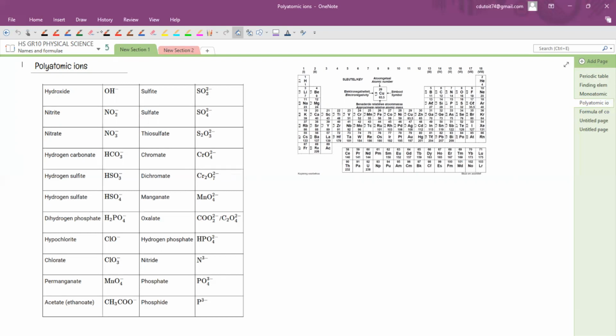Why? Because instead of asking lithium chloride, I can ask lithium nitrate. So what does lithium nitrate look like? Now, the problem is nitrate is not on the periodic table.